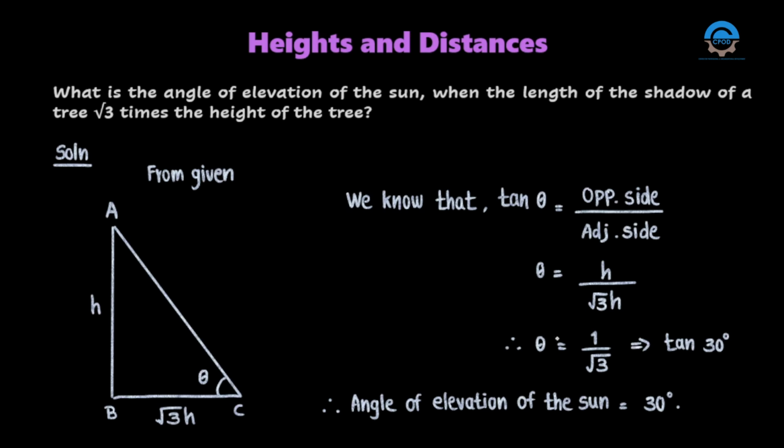So we are getting the value for tan theta as 1 by root 3. So the value of tan theta is 1 by root 3, which means it is tan 30 degree. So the angle of elevation of the sun is 30 degree.